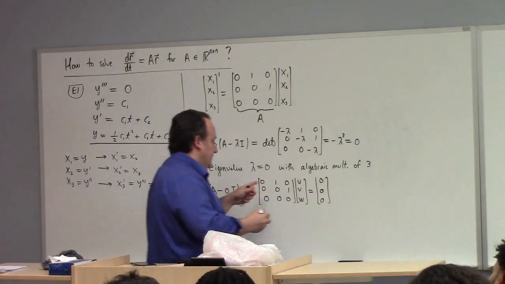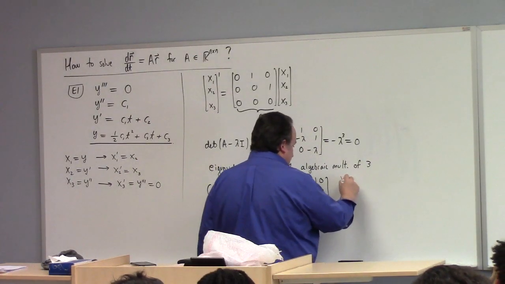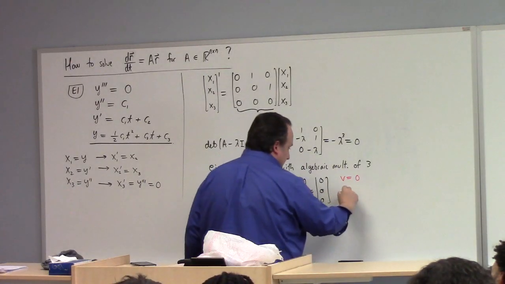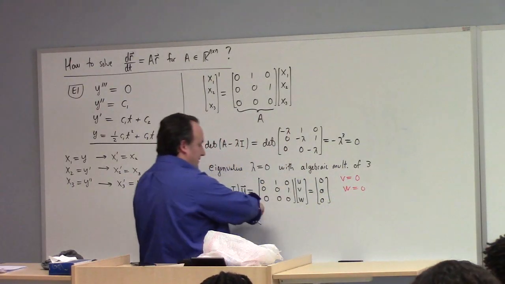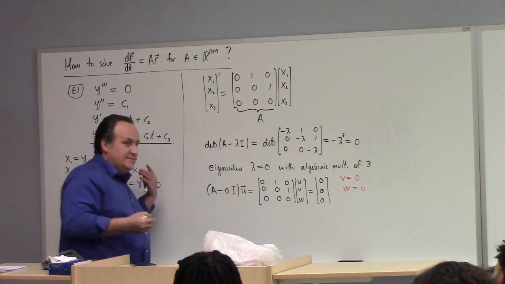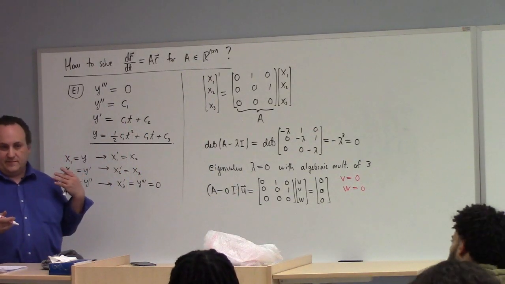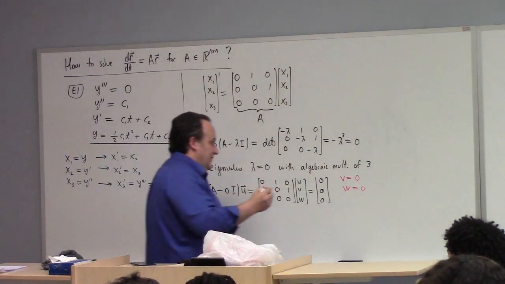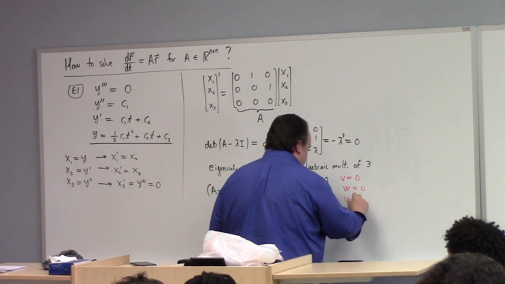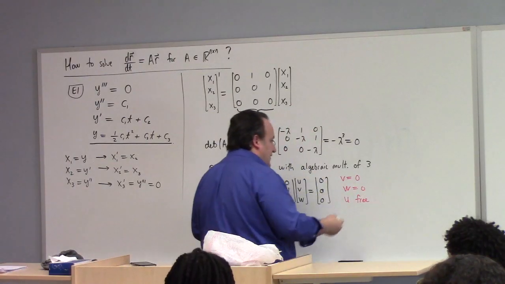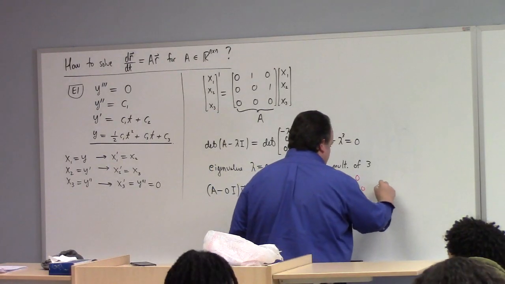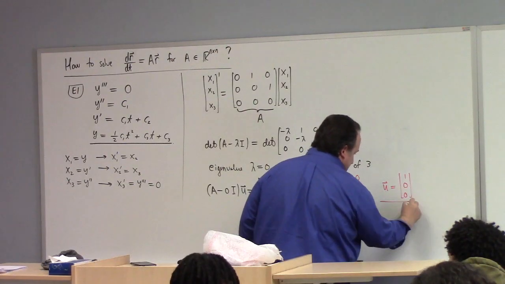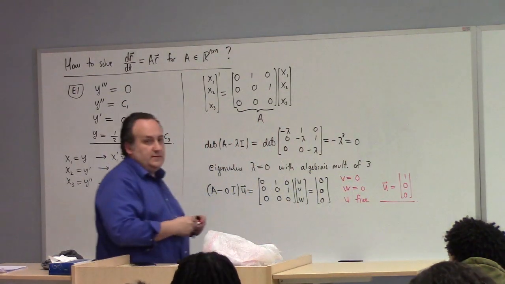The first row gives me v equals 0. The second one gives me w equals 0. And the last one gives me nothing, right? So what can I say about u? u is free, right? So you could say u is equal to 1, sure. So we have eigenvector (1, 0, 0). That's my only eigenvector.